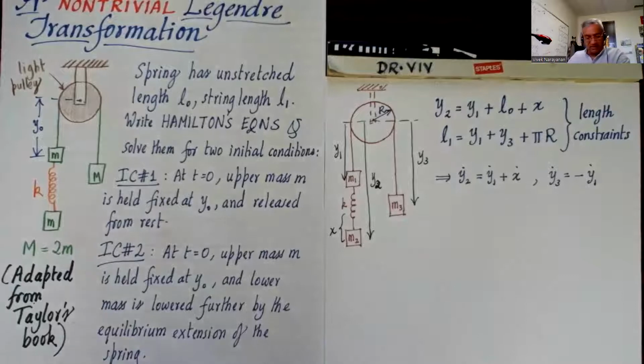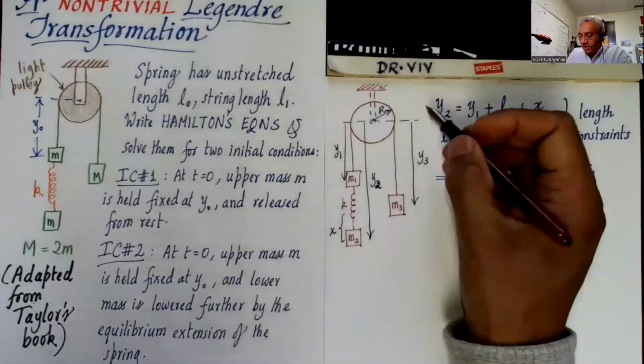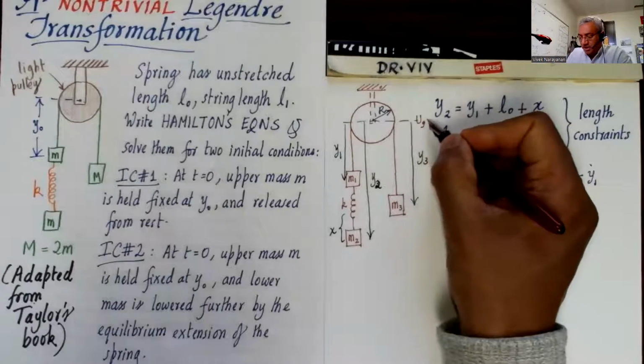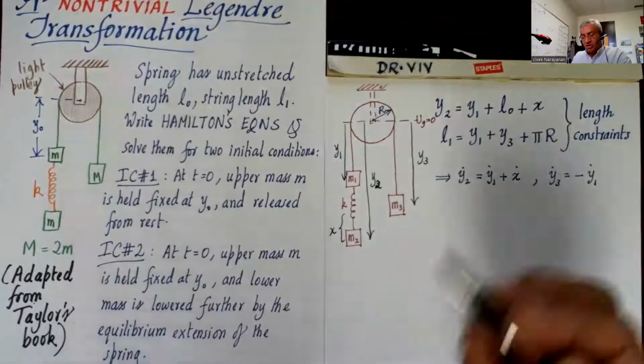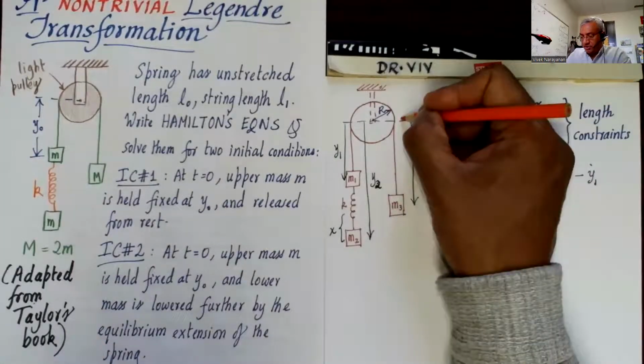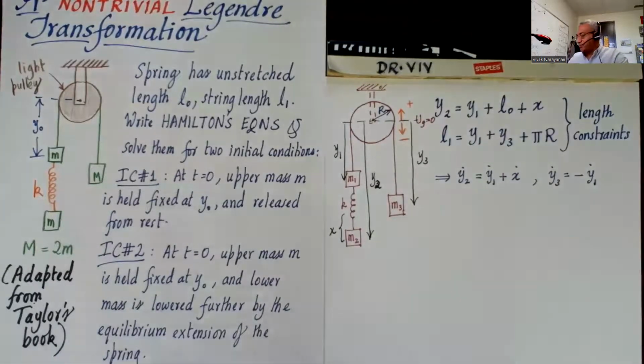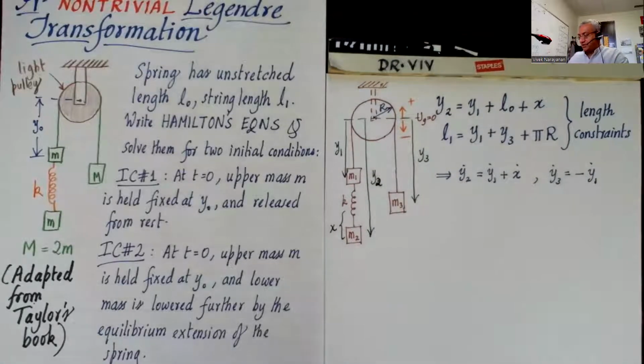But before we do that, we have to select our 0 of potential energy. It's convenient to take it to be the center line from which all the y coordinates are defined, so that above the center line is positive potential energy and below the center line is negative potential energy. Okay, now we can write the Lagrangian.